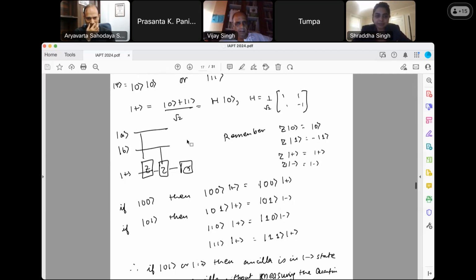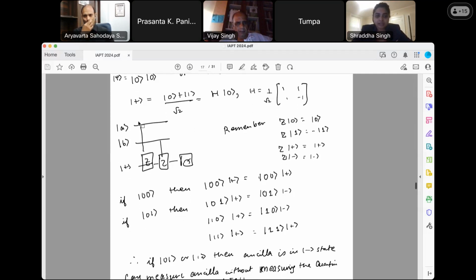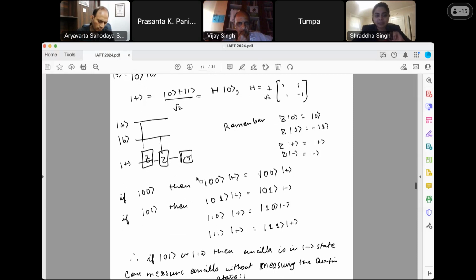Okay. So what this gate does is, if A was in 0, then you will not apply anything on this ancillary system. And if A was in 1, then you will apply Z. Similarly, if B was in 1, then you will apply a Z gate on the ancillary system. If B was in 0, you will apply nothing. So for example, if AB were 0, 0, I will not do anything to the ancillary system, so the ancillary system stays in the plus state.